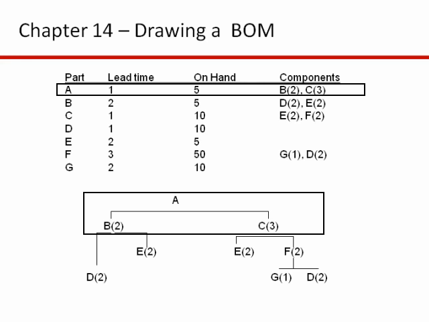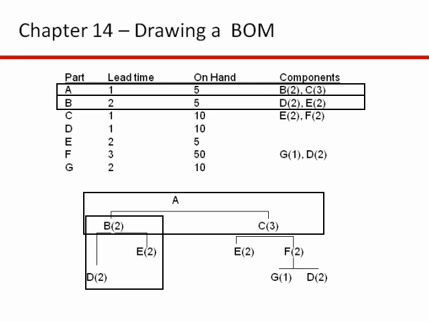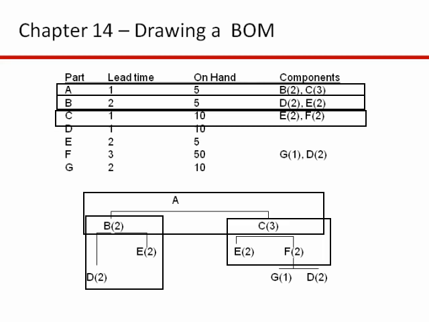Then what we do is we have Part B, okay? Part B is the parent to 2 D's and 2 E's. All right, so I've drawn that connection right there. You can see that the B has 2 D's and 2 E's. And then C, if I come along here, C has 2 E's and 2 F's. So again, I've drawn the C connection there. You can see that there's 2 E's and 2 F's for the C that I've drawn there.